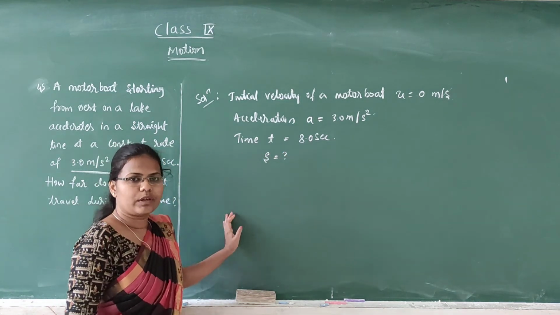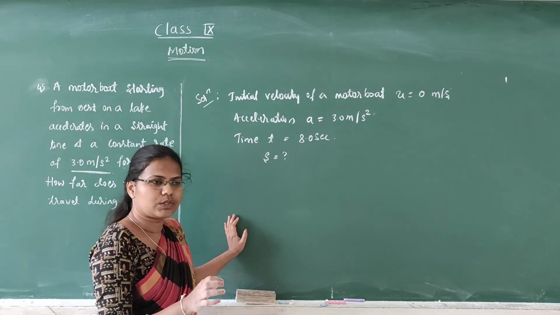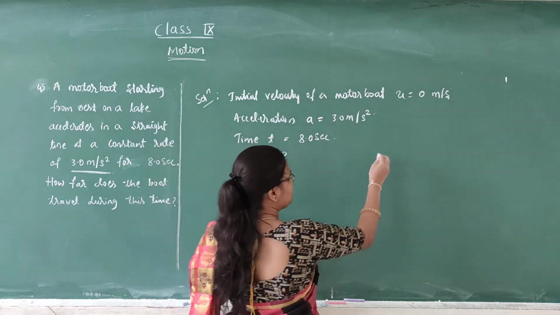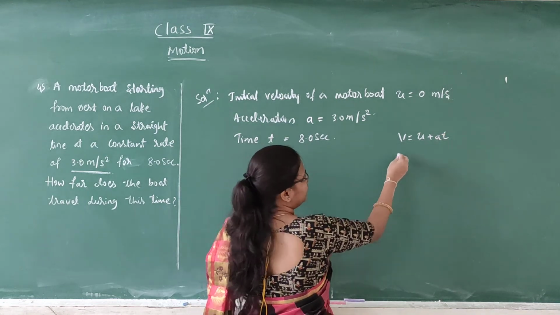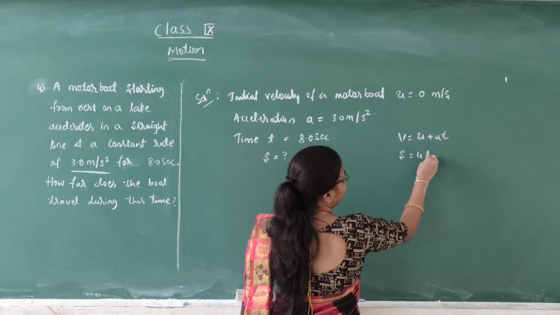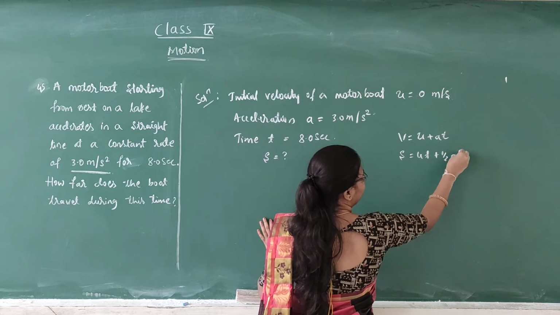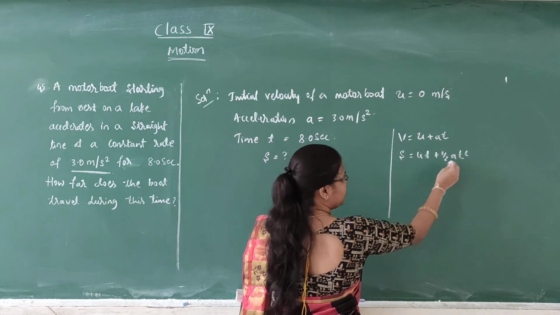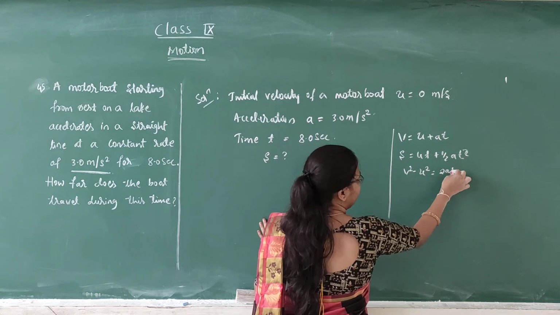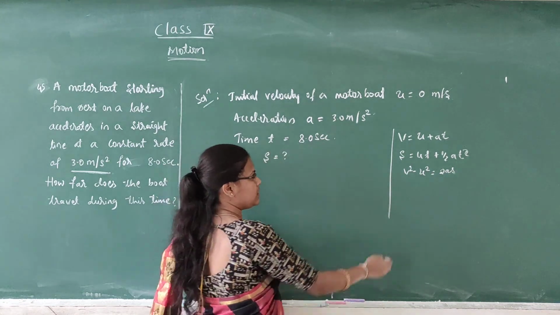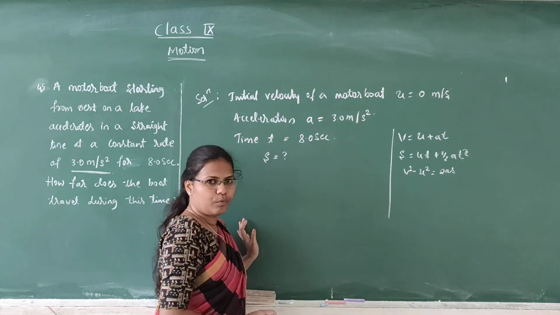We know the equations of motion. The first one is v is equal to u plus a into t. The second equation is s is equal to u into t plus half a into t square, and the third equation is v square minus u square is equal to 2as. So these three are the equations of motion.